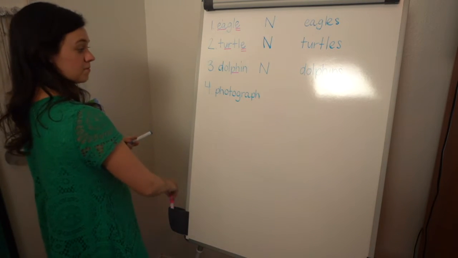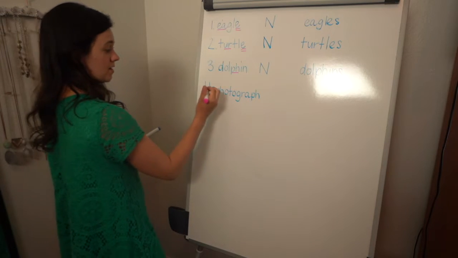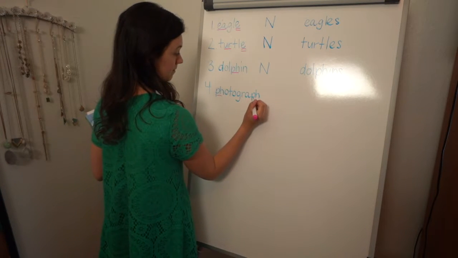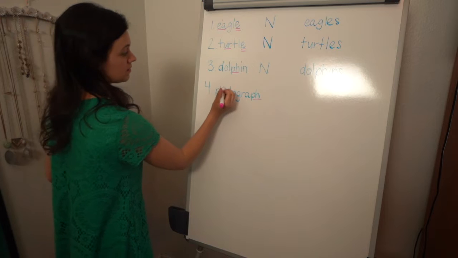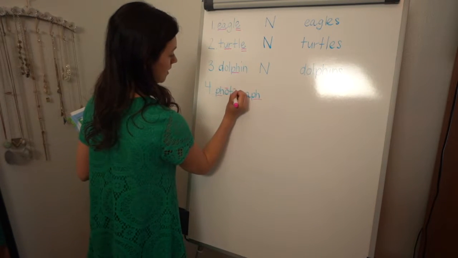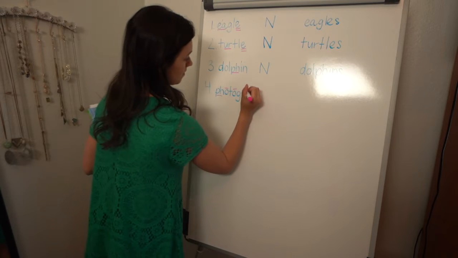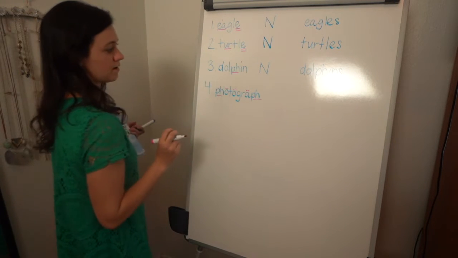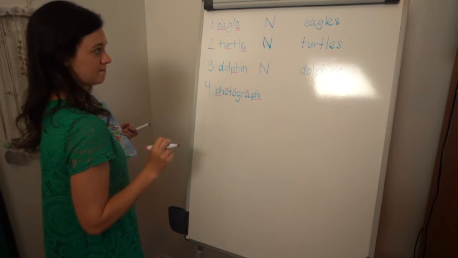Good. To mark this one, we're going to underline both of our PHs since they are multi-letter phonograms. We're also going to put a line over our O. We're going to put a line over this O, and we're going to put a macron on top, or our breve on top of our A.